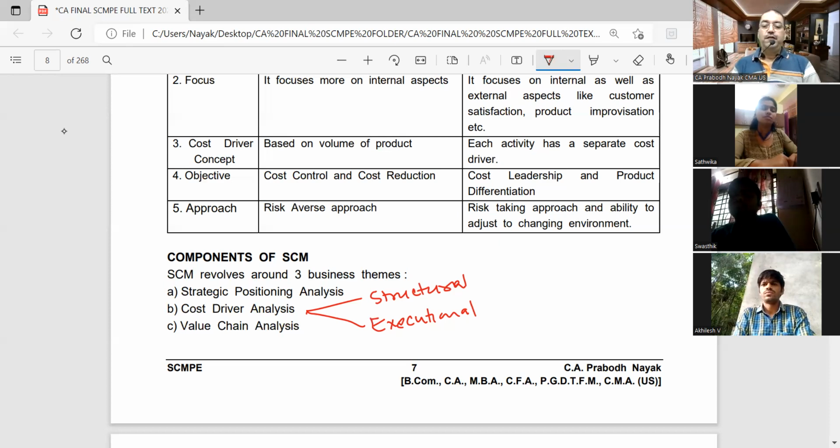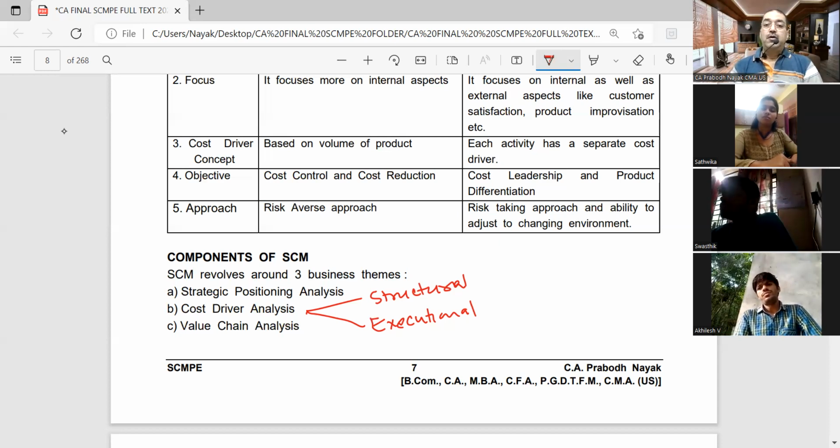Value chain analysis means that in your production activity, when you are producing something, you are not supposed to be responsible only for your factory or your production unit. This is a wrong concept. This is a traditional concept, that I have to look after only my business. No.